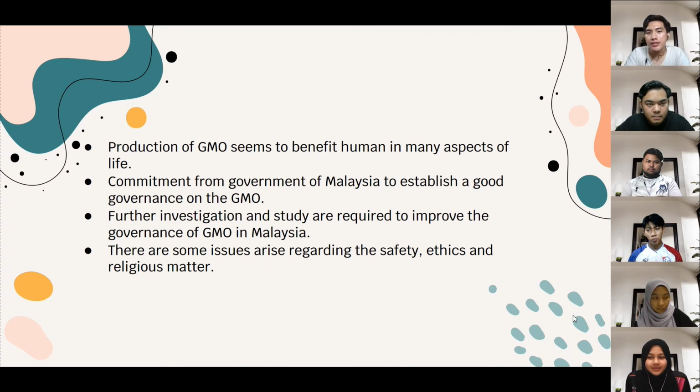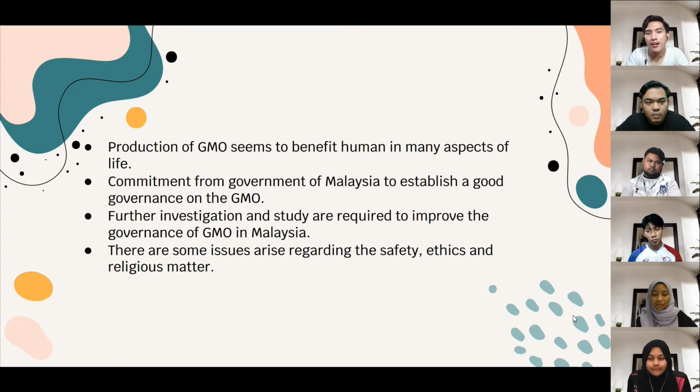Malaysia, as it is situated in the tropical region, has given us a large biodiversity. So GMO may open a new opportunity for the nation to gain more capital and economic gain.